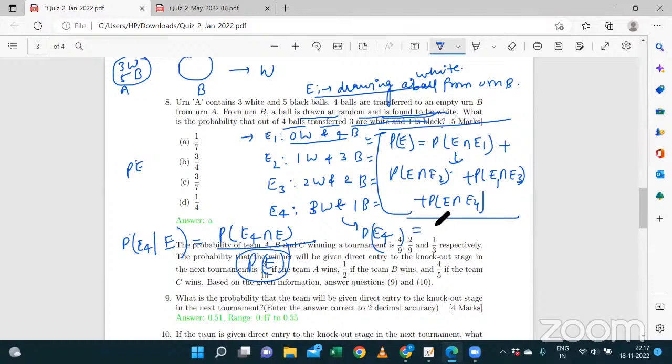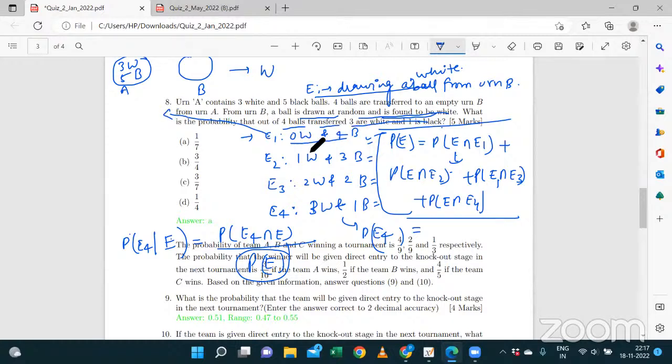The probability of the first ball being white. Sir, I think it is a 1/5 probability for E4. So what does probability of E4 mean? Okay, first let me know how I did it, I will tell you, sir. See, what does probability of E1 mean?